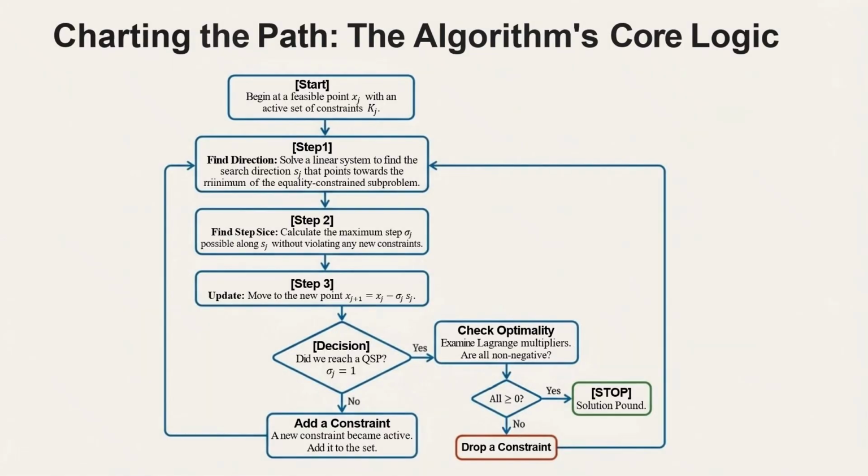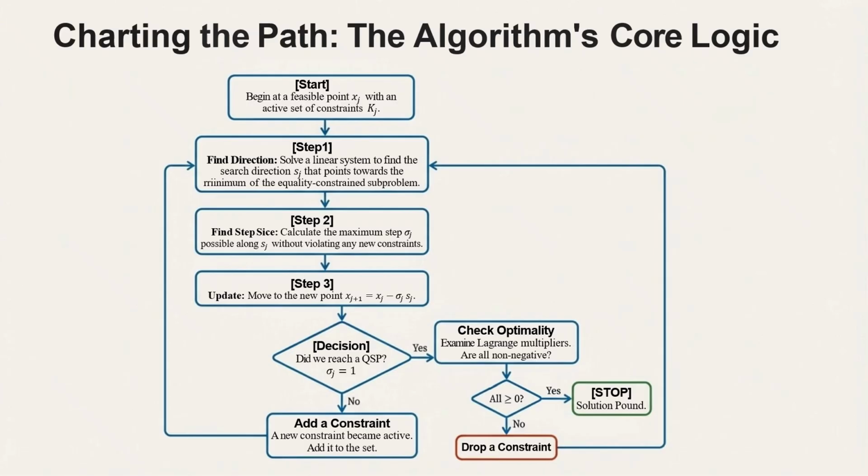In this slide, you can see the roadmap or the operational logic of the algorithm presented as a flowchart. This iterative structure guarantees our path from an initial starting point to the global optimum. The process begins at the start block, where we establish ourselves at an initial feasible point, x sub j, with a defined set of active constraints, K sub j.